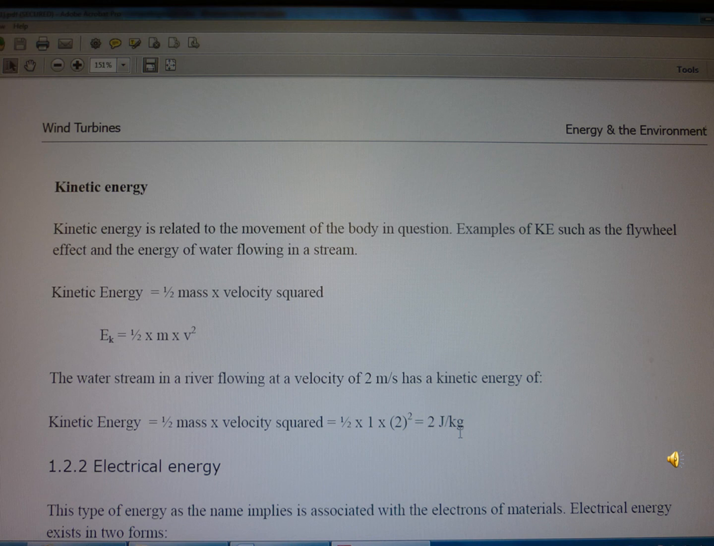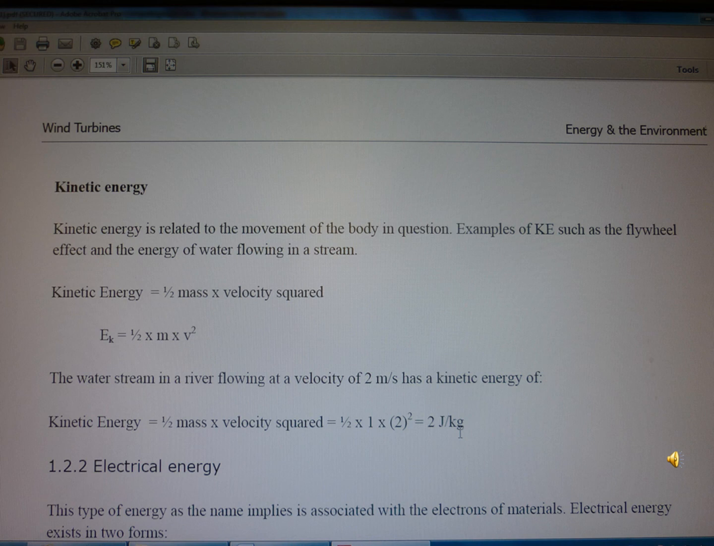The electrical energy is the simplest energy associated with electromaterial. It is in two forms.